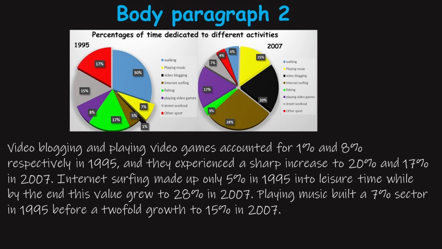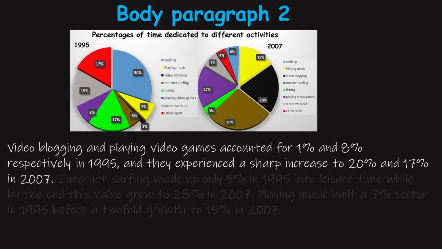Internet surfing made up only 5% in 1995 of leisure time, while by the end this value grew to 28% in 2007. Playing music built a 7% sector in 1995 before it twofold grows to 15% in 2007. We are going to analyze each sentence of this paragraph. Different colors are used to explain.